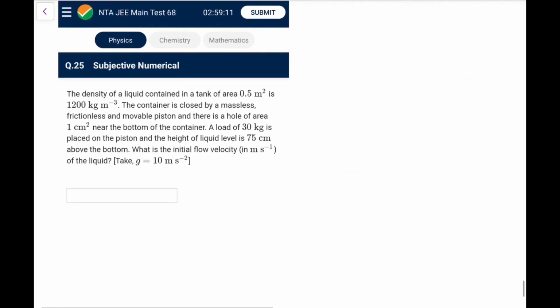Next one. The density of a liquid contained in a tank of area 0.5 meter square is 1200. The container is closed by a massless, frictionless, movable piston, and there is a hole of 1 centimeter square near the bottom of the container. A 30 kg load is placed on the piston and the height of the liquid level is 75 cm above the bottom. What is the initial flow velocity?